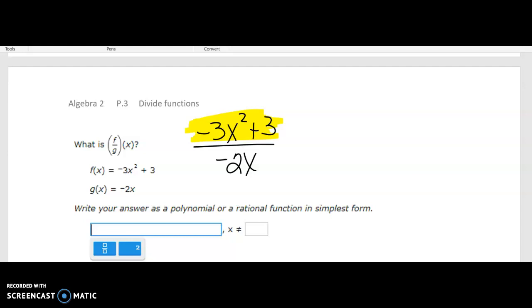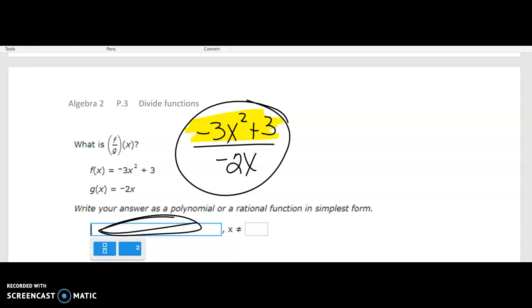The key on this is to figure out if anything is reducible, and basically think of your factoring skills. I could take a 3 out of the top, but the 3 on top with the 2 on bottom is not going to do any good because 3 over 2 does not reduce. So for most of these, if you just put the f over the g, you're going to be finished for this part, and that's what you're going to be putting into the box.